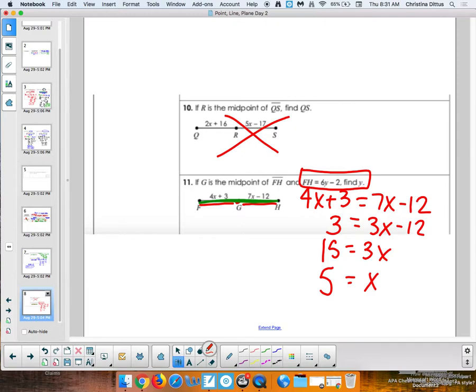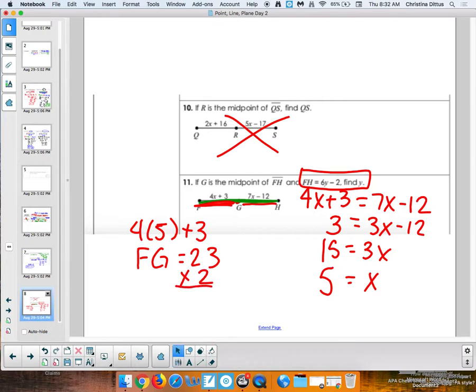Awesome. Which one should we plug into? 4x plus 3, I'd like to add. So 4 times 5 plus 3 gives me 23. So that's just FG. If I want to find my whole green one, I gotta double it to get 46. So my whole line FH is 46.